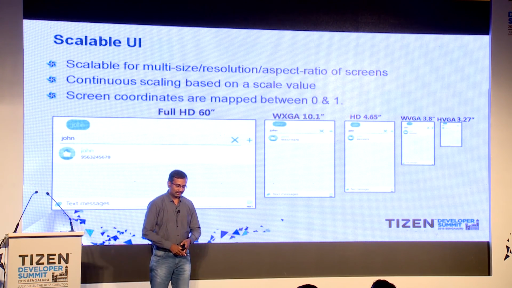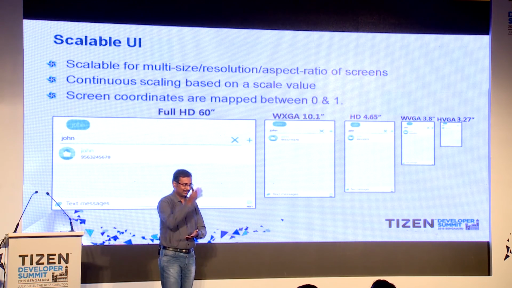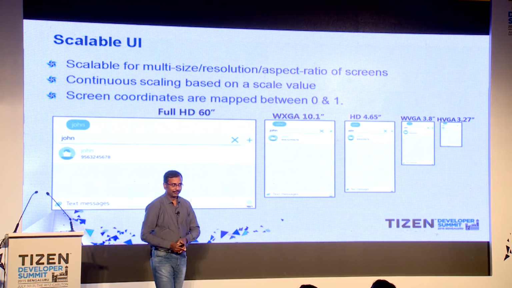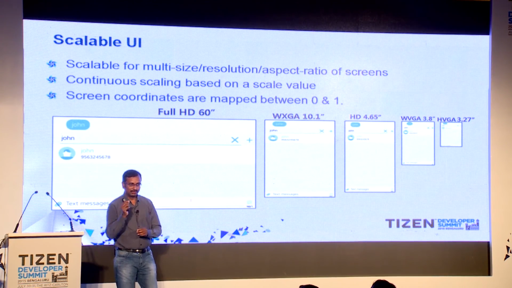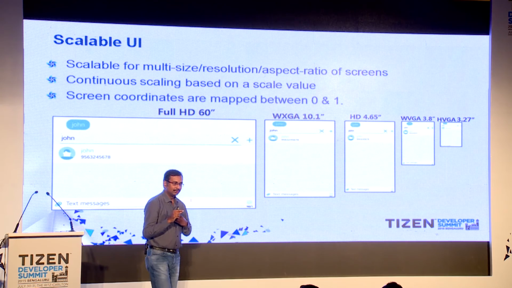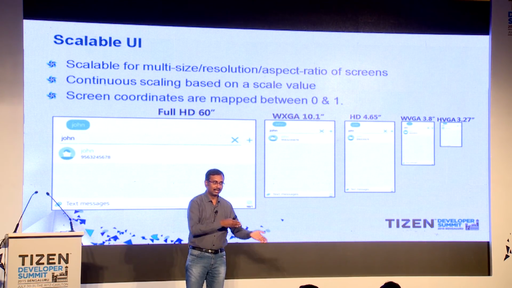So the aspect ratio can be different. For example, TV is 4:3, but mobile can be 3:4, in portrait mode, and it can be a smaller screen. Your resolution can be different, aspect ratio can be different, and the dots per inch of your screen can be different. Maybe a low and high end device.